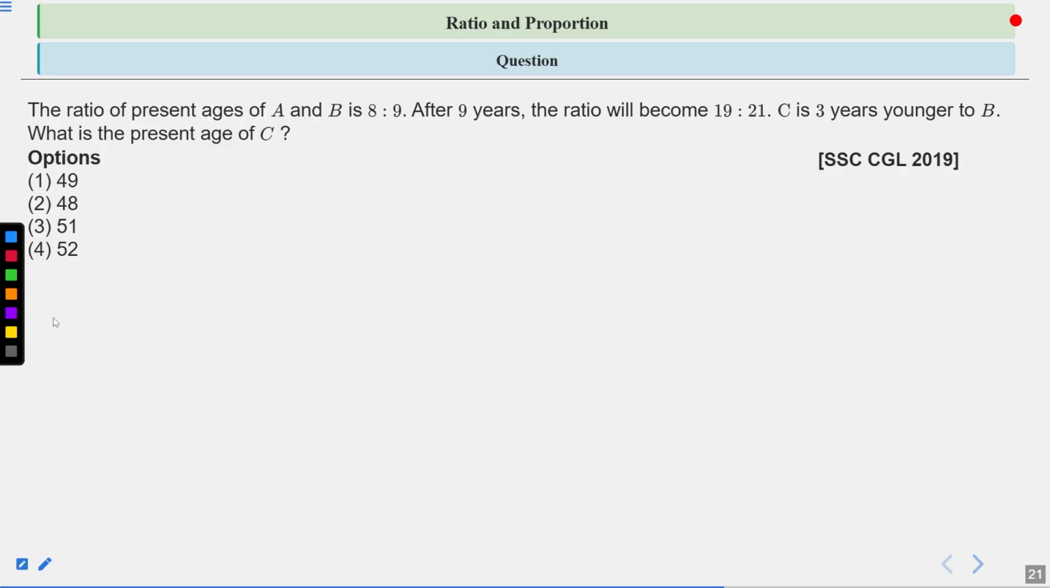The ratio of present age of A and B is 8 ratio 9. After 9 years, the ratio will become 19 ratio 21. C is 3 years younger than B. What is the present age of C? And this question was asked in the SSC CGL exam 2019. So there are four options. First one is 49, second is 48, third is 51, fourth one is 52. Now you have 10 seconds to analyze the question. Your time starts now.